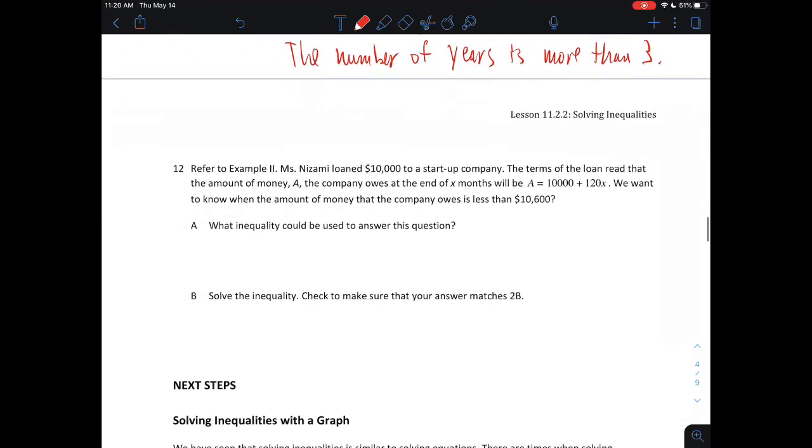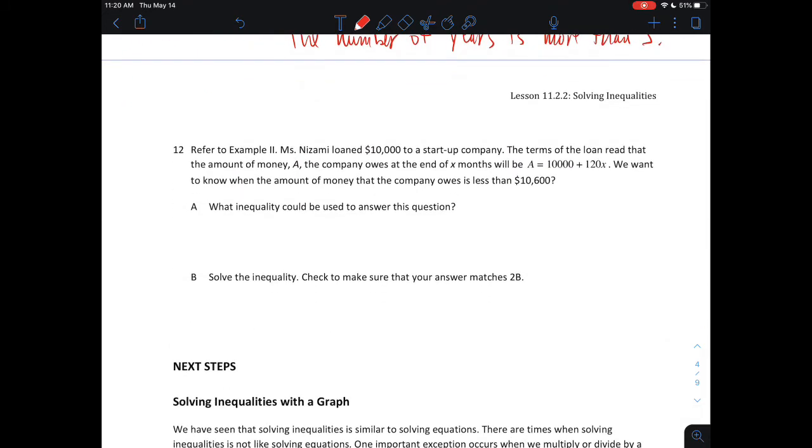Okay, so now, number 12. Refer to the other example. Ms. Nizami loaned $10,000 to a startup company. The terms of the loan read that the amount of money, capital A, the company owes at the end of X months will be capital A equals 10,000 plus 120X. We want to know when the amount of money that the company owes is less than $10,600.